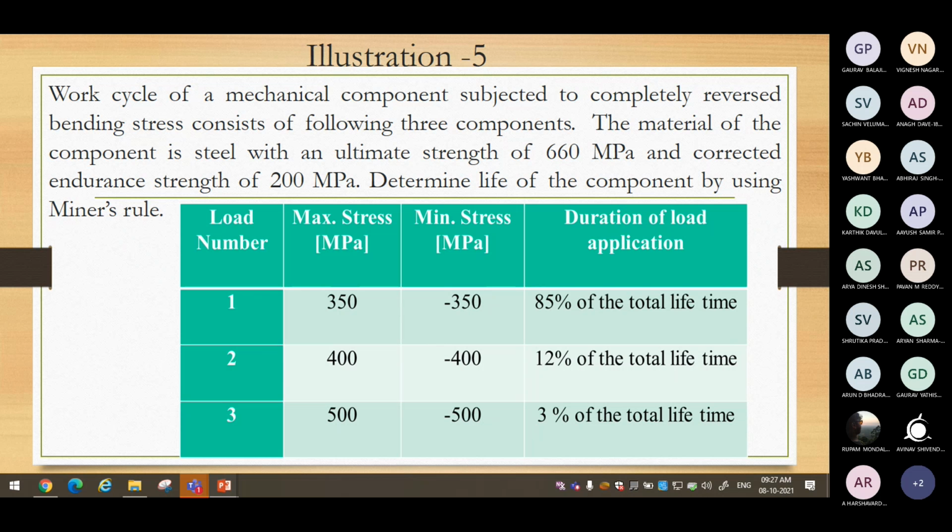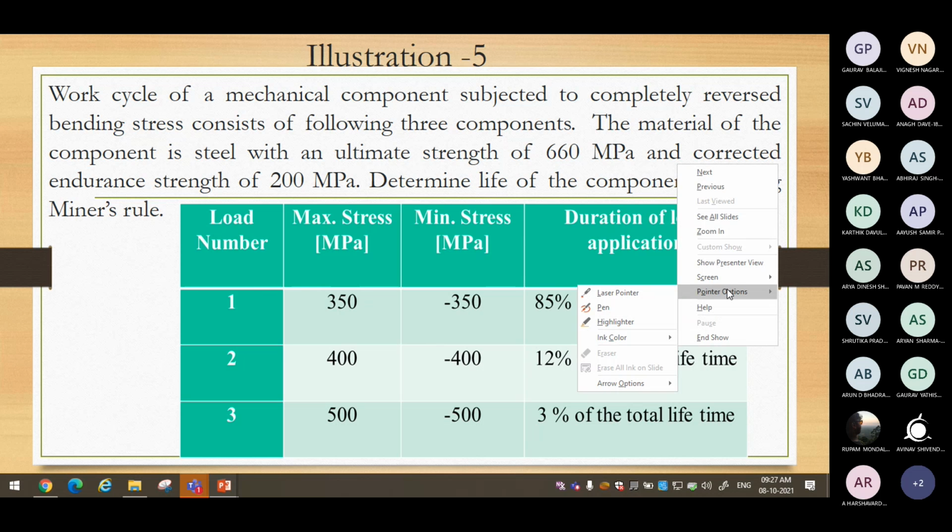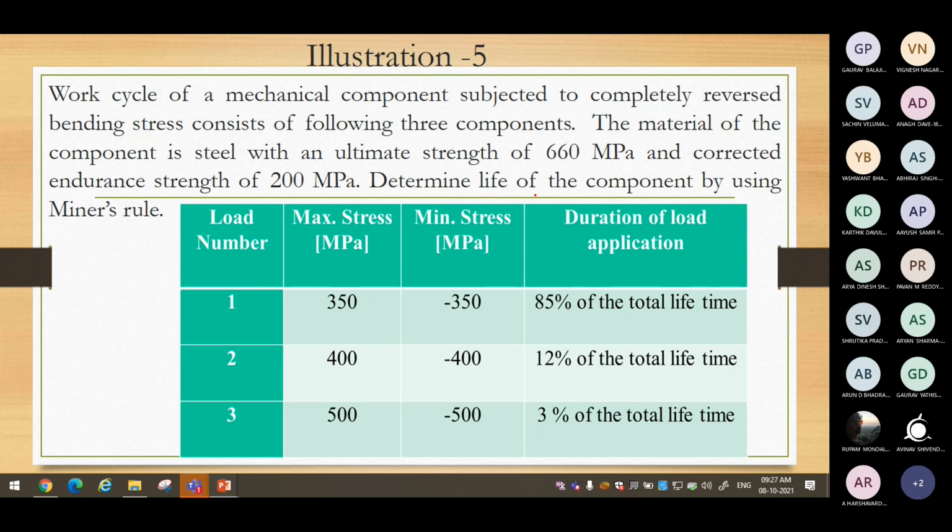Okay. In this question, you can see the question is to determine the life of the component, N. So just while looking, you want to determine the life of the component. You cannot straightforward jump into simple or look for Goodman criteria or Basquin criteria. You have to look for the available data. What data you have. Okay.